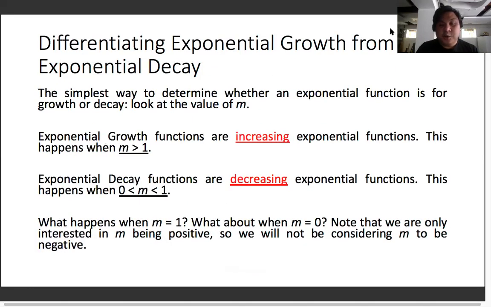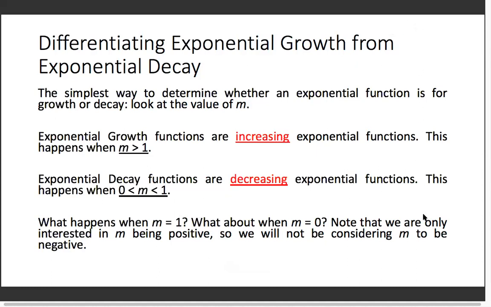Differentiating exponential growth from exponential decay. The simplest way to determine whether an exponential function is for growth or decay is to look at the value of m, the multiplier. So it's a growth function. It's an exponential growth function if it's increasing. So the graph shows that it's going up. And this happens when m is higher than 1.